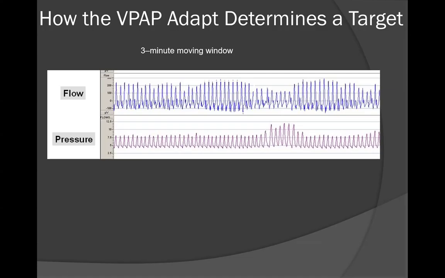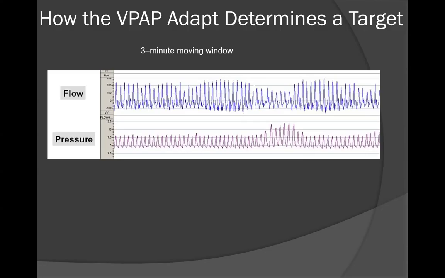Now, how do the devices work? These devices monitor breath to breath. It's a breath-to-breath analysis. Some devices are monitoring peak flow. The other devices are monitoring minute ventilation, which is your respiratory rate multiplied by your tidal volume in a minute.